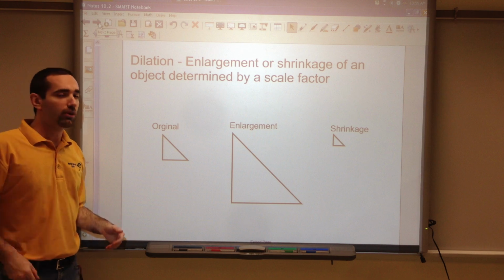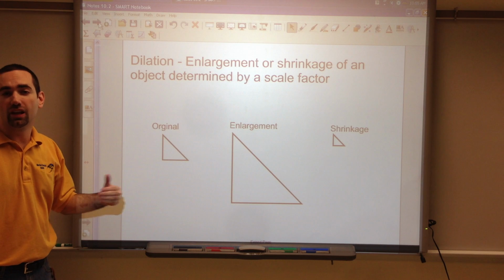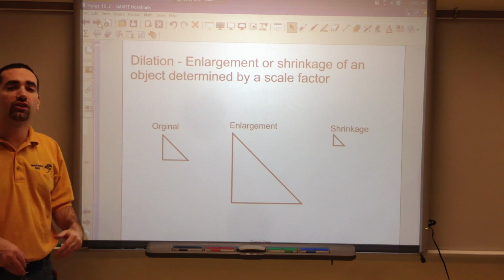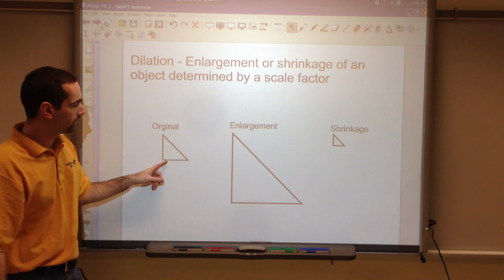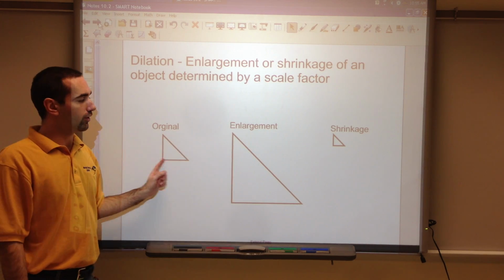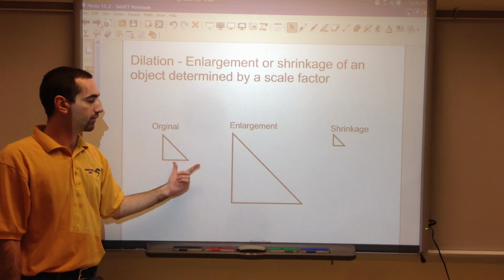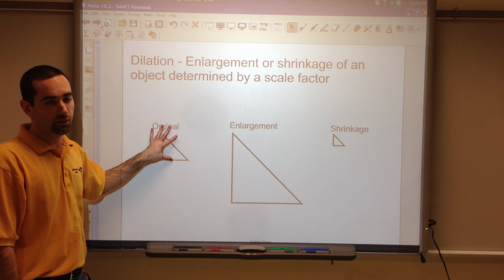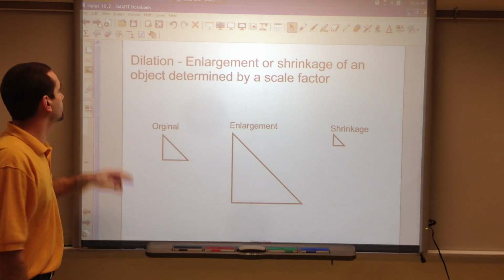Dilation is the enlargement or shrinkage of an object, determined by some scale factor. Remember, scale factor is a ratio. So here's our original. This is an enlargement of the original. These are similar. This is the original. This is a shrinkage. Again, they are similar.